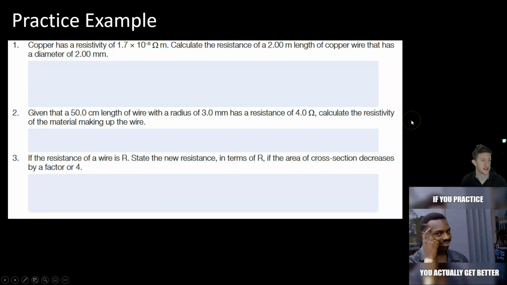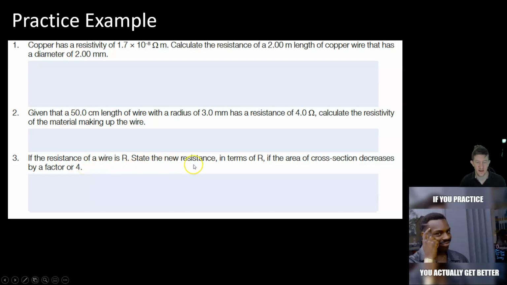Time to practice it. We've got a copper wire, which has a resistivity of 1.7 times 10 to the negative 8 ohm meters. Calculate the resistance of a 2 meter length of wire that has a diameter of 2 millimeters. Use that equation. You're going to need to find the cross-sectional area and plug it into your value. Then you've got the 50 centimeter wire, you know its radius, you know its total resistance. You want to find the resistivity of the material that the wire is made of. And lastly, if the resistance of a wire is R, state the new resistance in terms of R if the cross-sectional area decreases by a factor of 4.